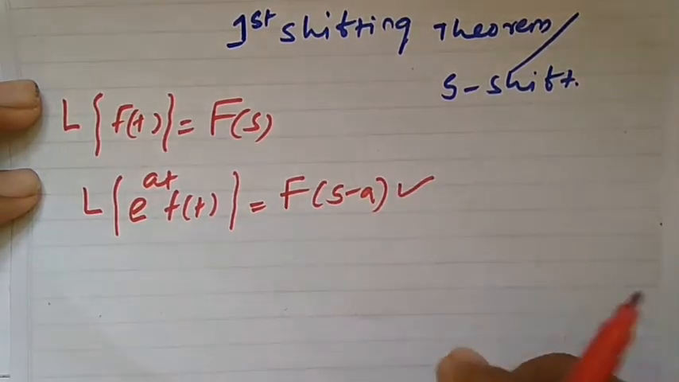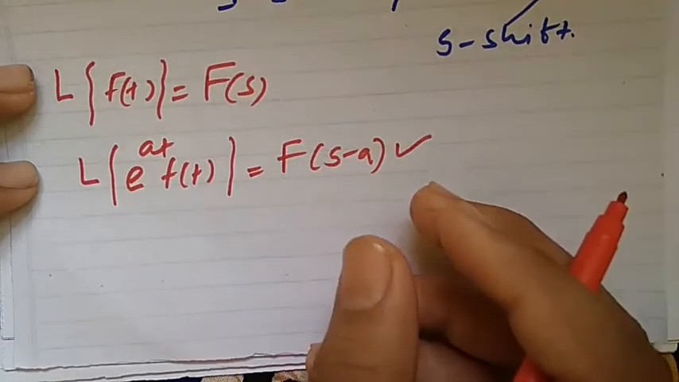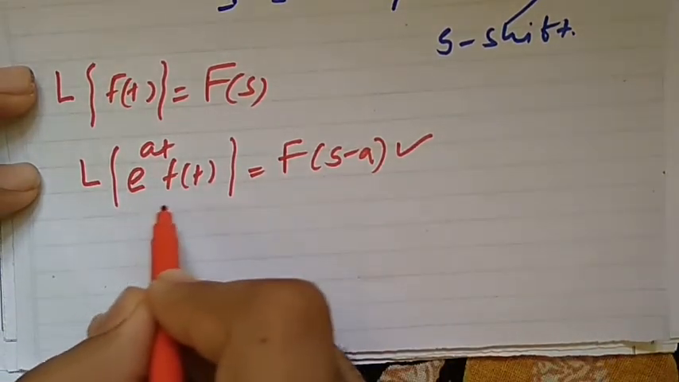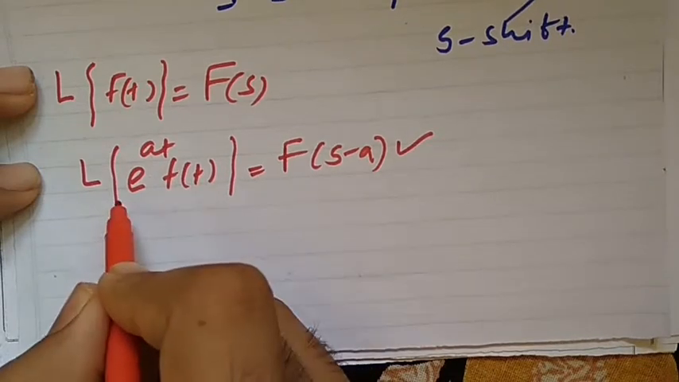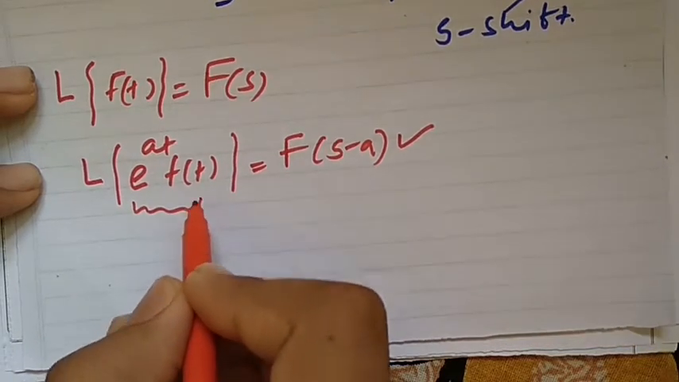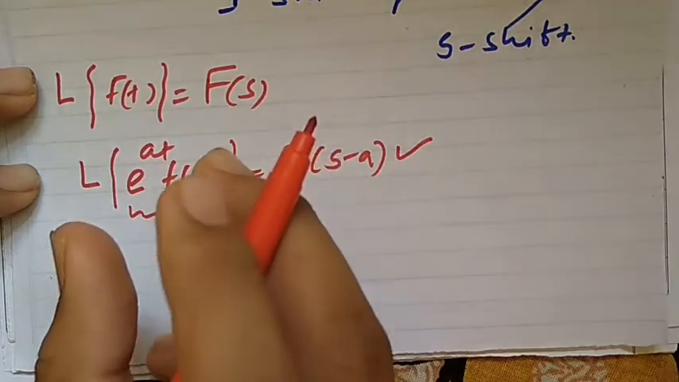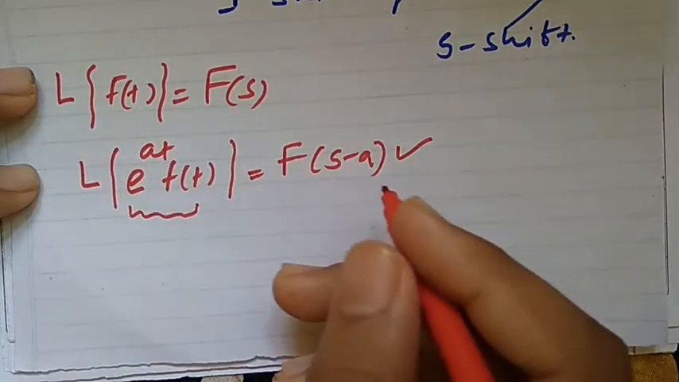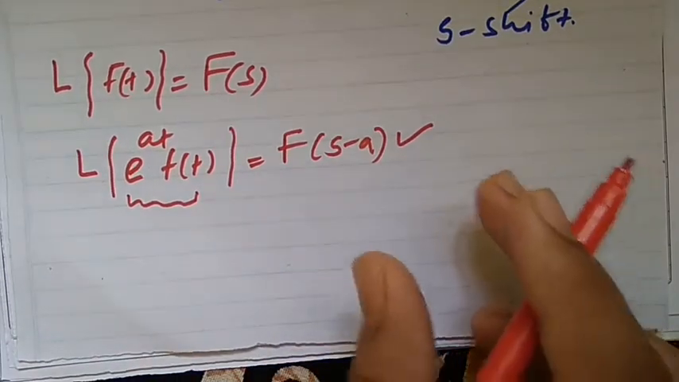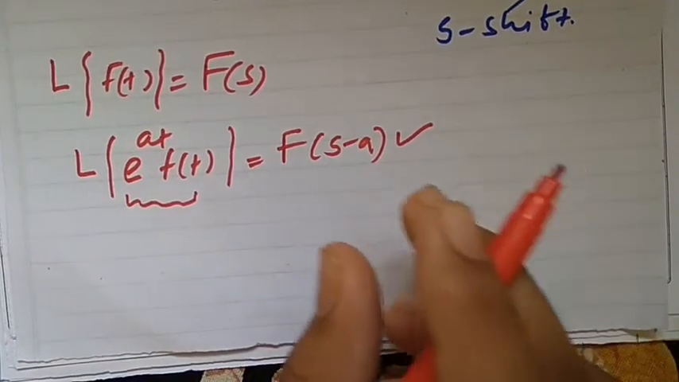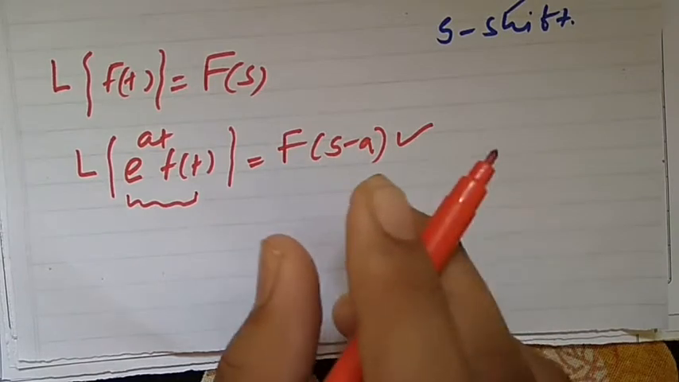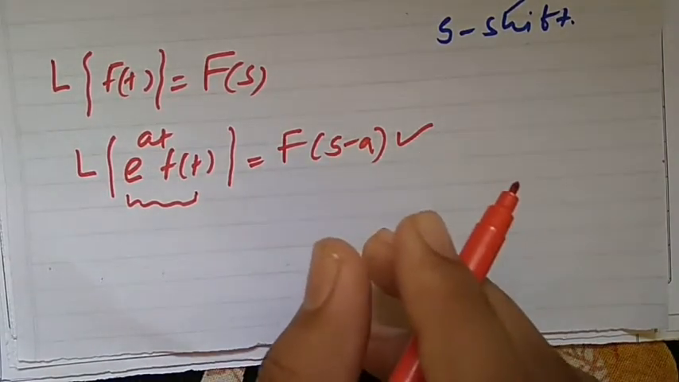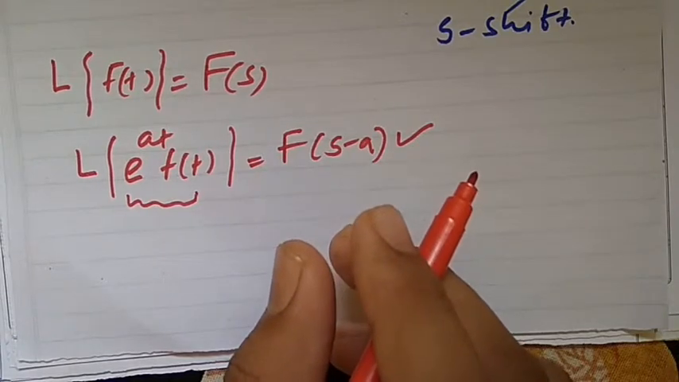It is a very easy proof, you can do it on your own. Just put the total function e to the power at times f of t in the place of f of t in the first formula, and you will get this result very easily. If there is any problem, write in the comment box and I will prove it. Let's do some examples and understand how it works.